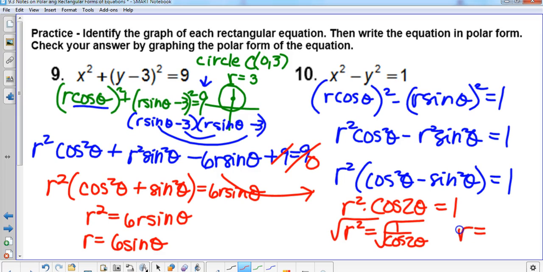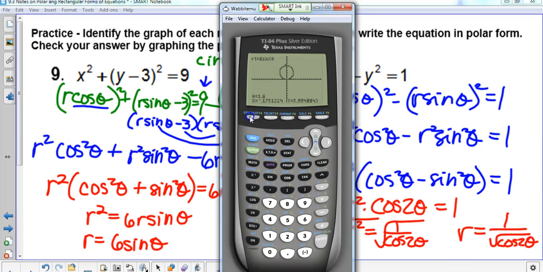So we get r equals, square root of 1 is just 1, right? Over the square root of cosine 2 theta. Can't do anything with it. I'm going to type it in. R equals 1 divided by the square root of the cosine of 2 theta.